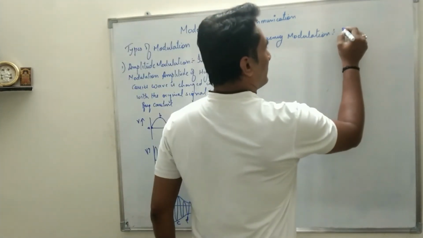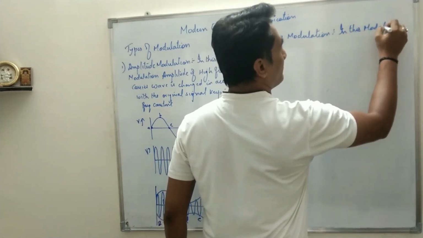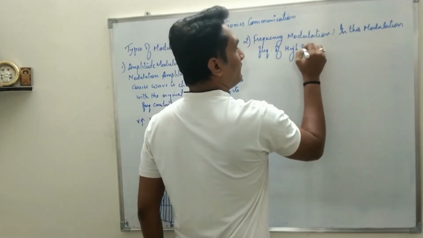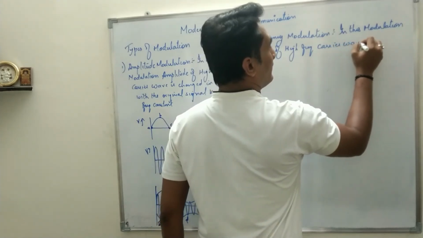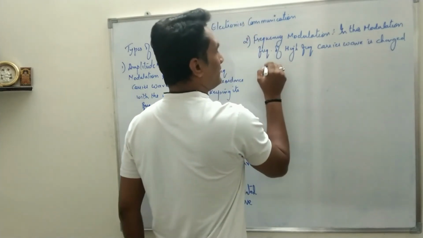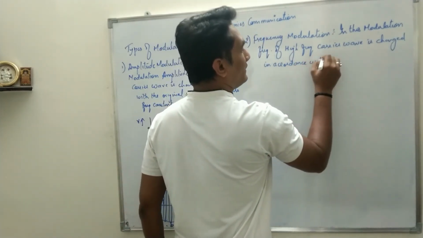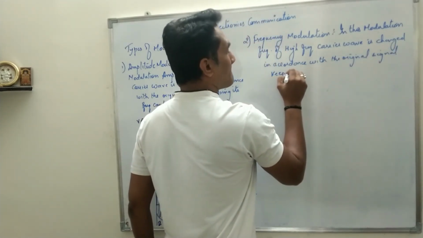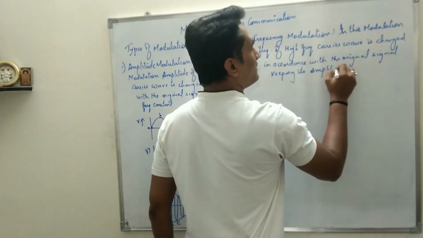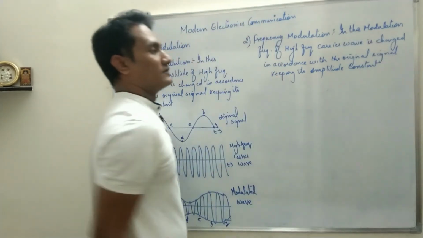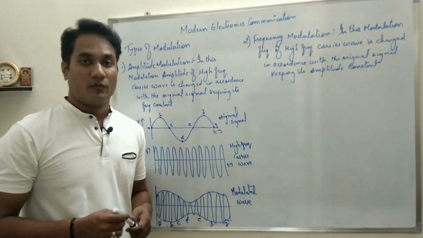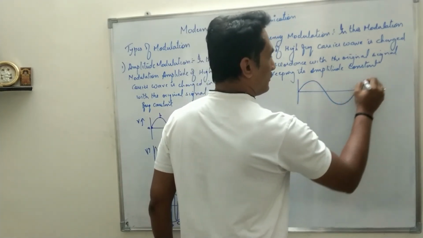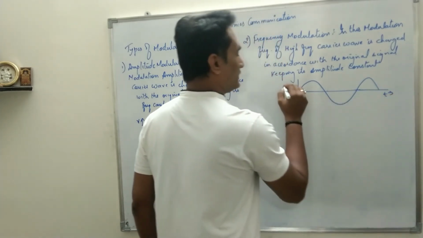So in this modulation, the frequency of the high frequency carrier wave is changed in accordance with the original signal, keeping its amplitude constant. That is the definition of frequency modulation. Again, we will represent it graphically. Say this is the low frequency signal, your original signal.